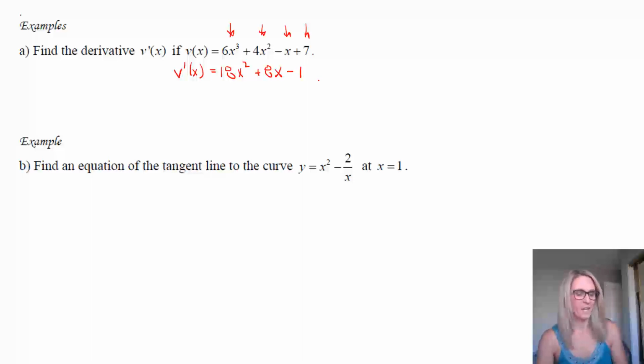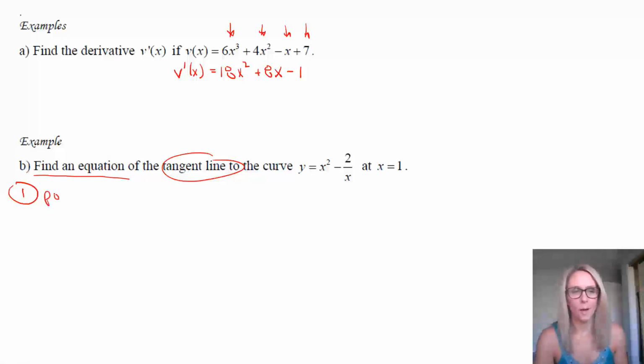Nothing else. For the second example here, find an equation of the tangent line to a curve. Now our job is to find that tangent line. And so we don't want to forget that we need 2 things to find the equation of a line. One of them, of course, is a point. And then, of course, we have the slope. So the point is we have x equals 1.